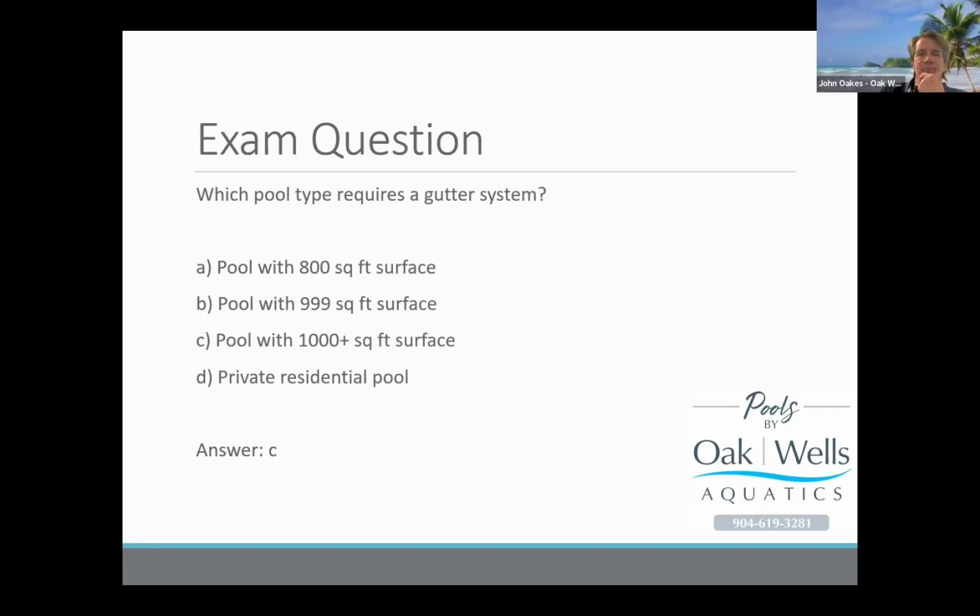Which pool type requires a gutter system? A pool with 800 square feet of water surface area, a pool with 999 square feet of surface area, a pool with 1,000 square feet of surface area, or a private residential swimming pool. Everyone is saying C. Very amazing. Just amazing.